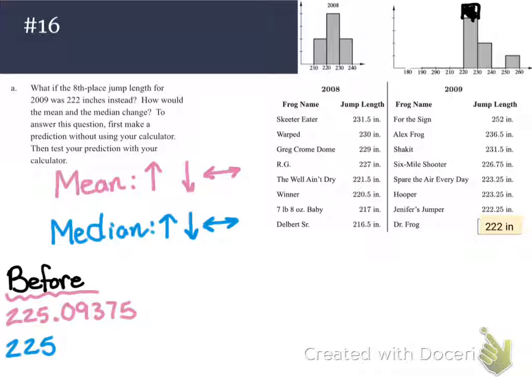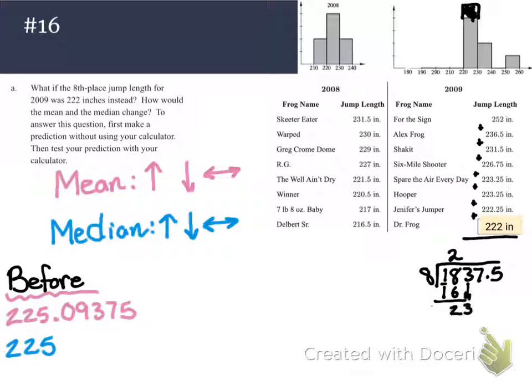So the first thing I want to do is find my average or my mean, and I do that by adding up all of my numbers together. When I do that, I get 1,837 and 5/10, and then I'm dividing by how many numbers there are. So I'm dividing, in this case, by 8. You should be using your calculator. I'm just showing you what the long division algorithm would look like.